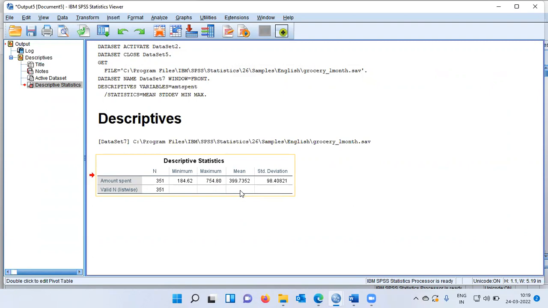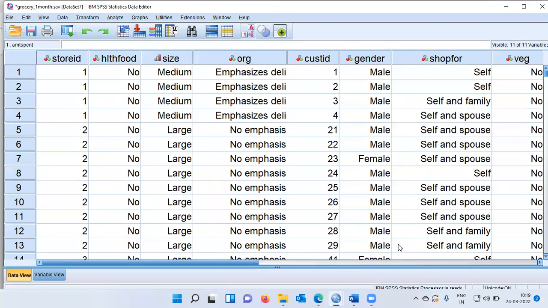Now, you may ask me, why is this important? This number is important because this is the baseline amount. Any customer who's spending over and above 400 can be called as a big spender. Any customer who's spending less than the baseline amount of $400 can be called as a small spender. So with this EDA, I'll go back to my source data. We're all set to start building a CART model.